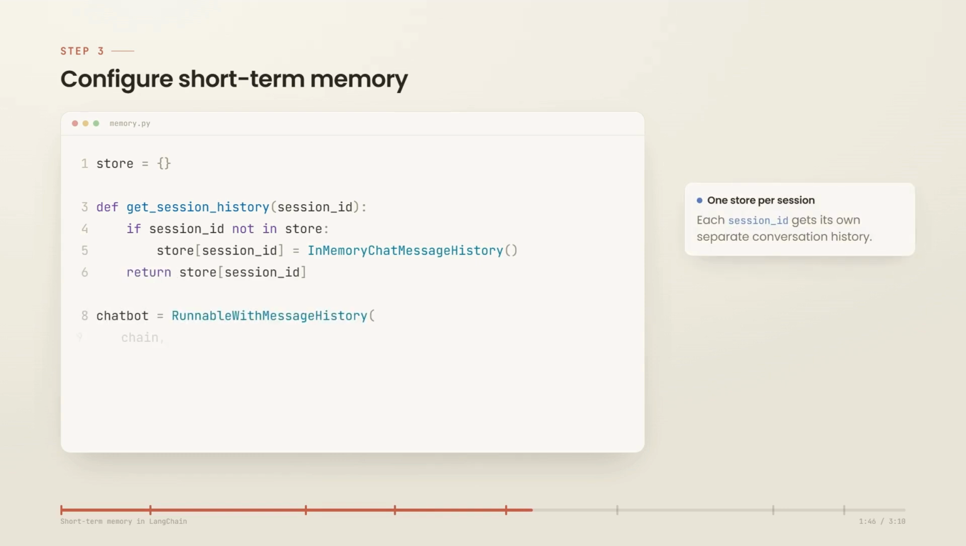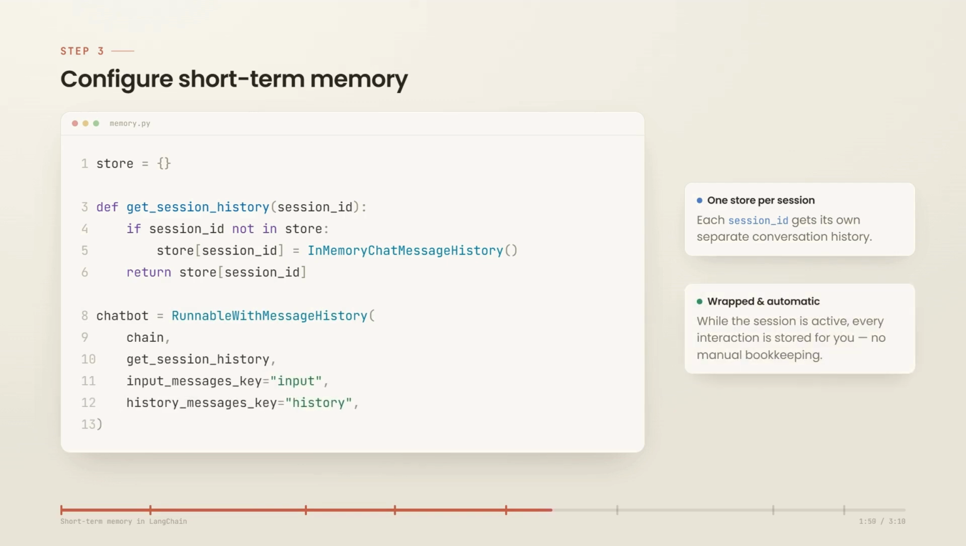The get_session_history function either retrieves an existing chat history or creates a new one for the current session. Finally, Runnable with Message History automatically saves every user message and AI response, then includes the conversation history with each new request, enabling our AI agent to maintain short-term memory.